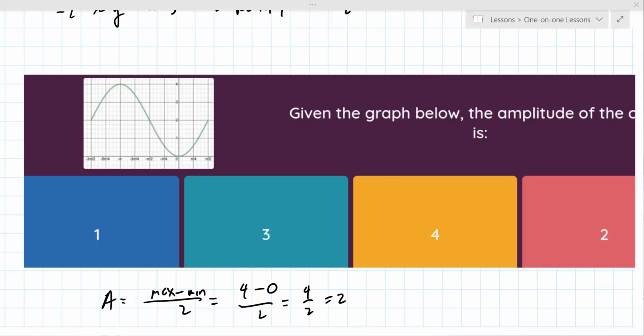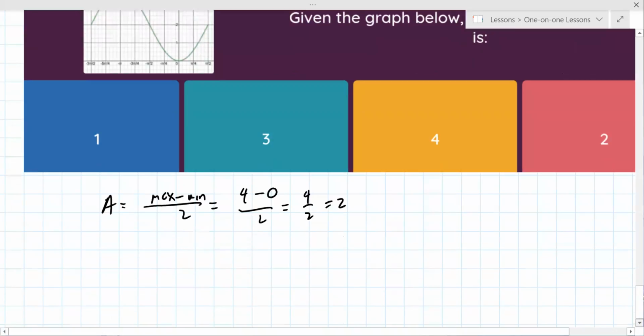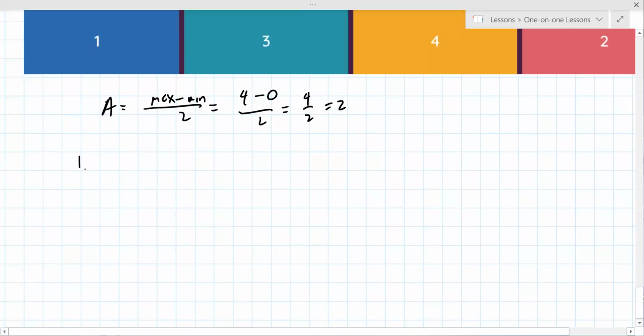What's the reciprocal? Secant is the reciprocal of what function? Cosine. All right. 1 over sine is cosecant. 1 over cosine is secant. 1 over tangent is cotangent. There's 3 of those.